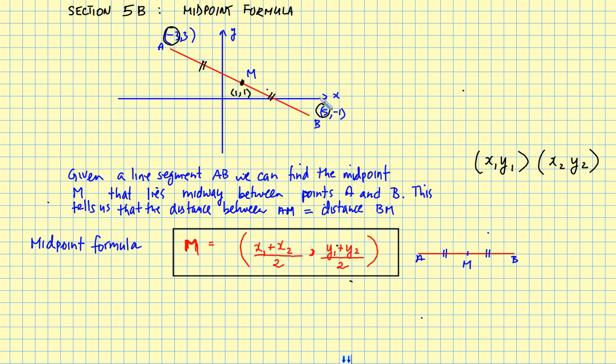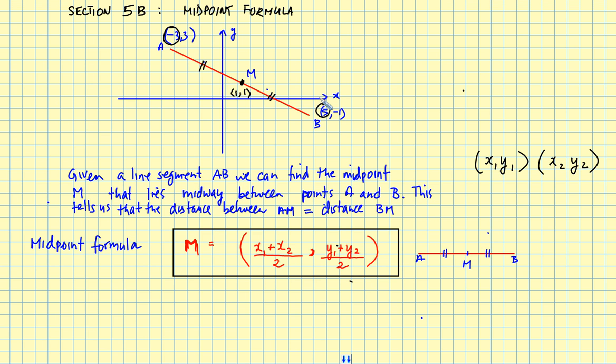The midpoint formula is kind of intuitive. You add together the x values of the points given and divide by 2. Then you do the same thing with the y values: add them and divide by 2. That gives you the coordinates of the midpoint. So it's (x1 plus x2) divided by 2, comma, (y1 plus y2) divided by 2.